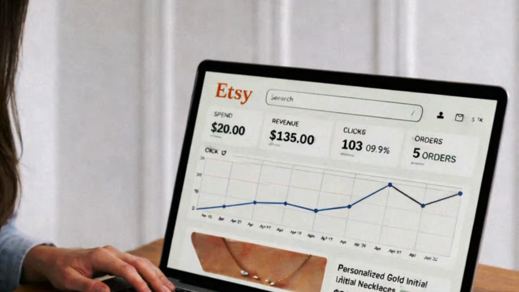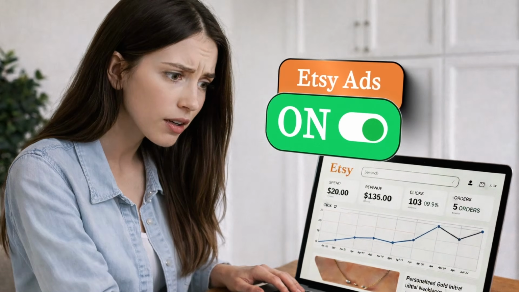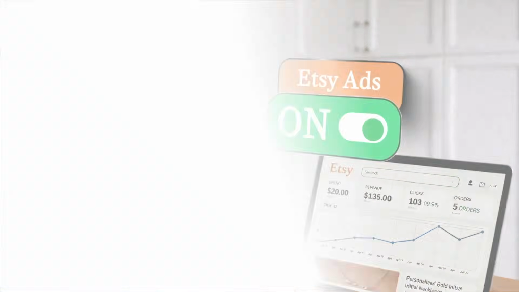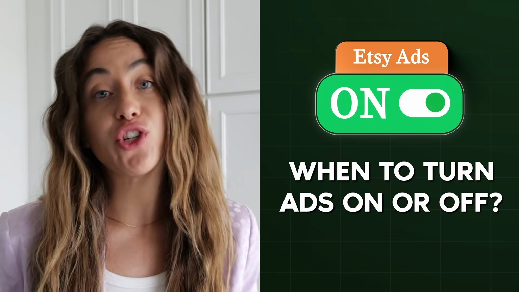Yes, I completely get it. Running Etsy ads for the first time can feel like a completely daunting task when you are first starting out. How much should I spend? Is it just going to waste my money? When should I turn an ad on? When should I turn it off?